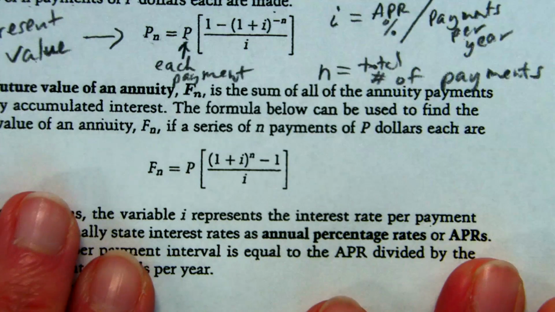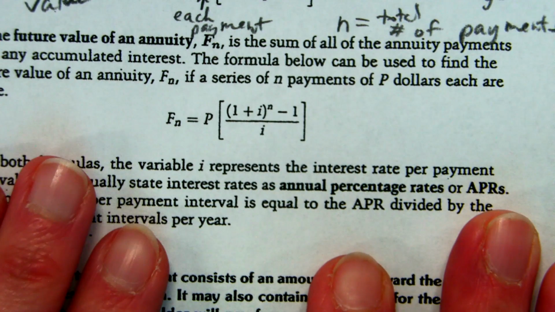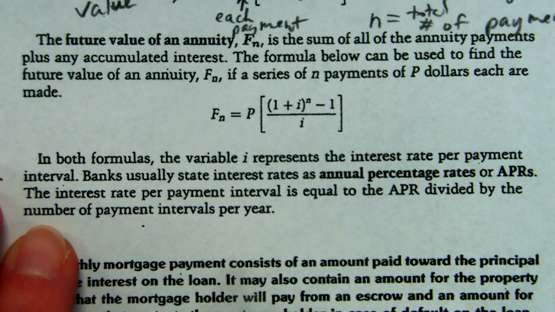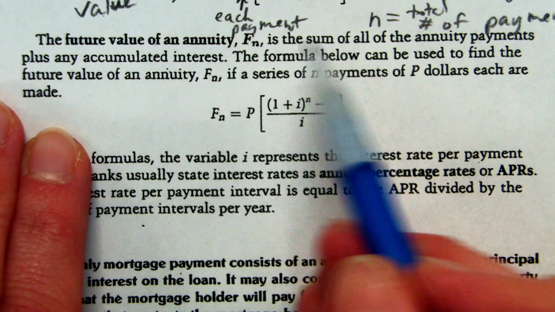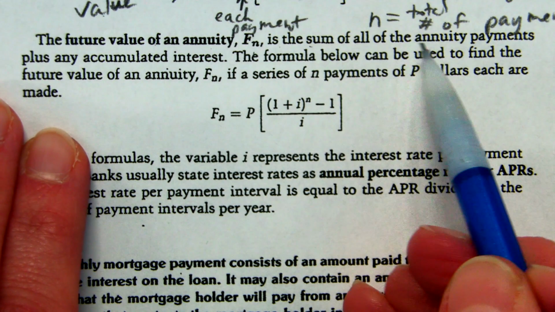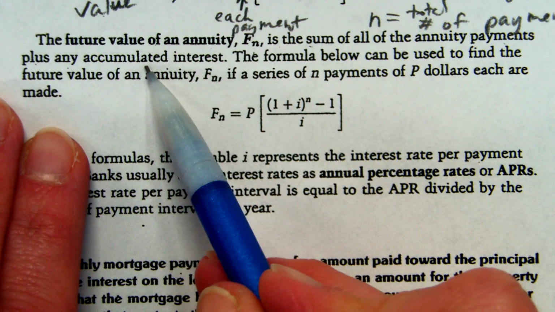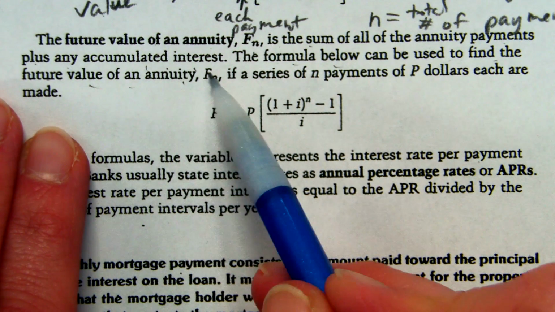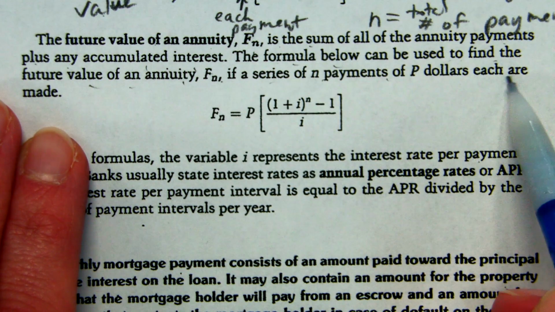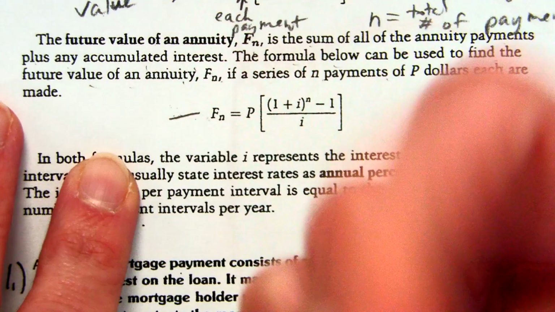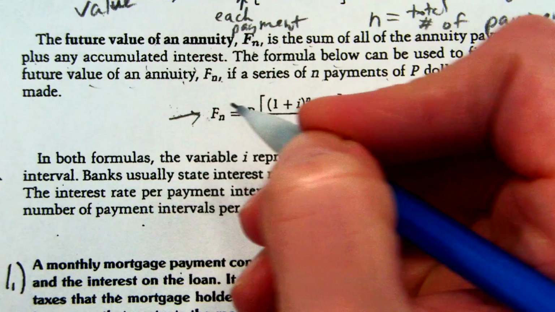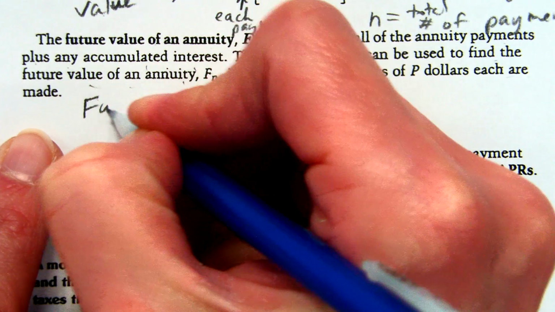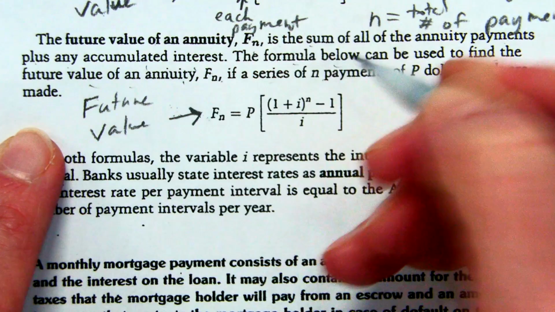All right, the second formula is for what things are going to be worth in the future. The future value of an annuity, F of N, is the sum of all the annuity payments plus any accumulated interest. The formula below can be used to find the future value of an annuity, F of N, if a series of N payments of P dollars each are made. So this is if you're looking into the future and you're going to invest, or if you're borrowing money and trying to figure out how much you're going to actually pay back. This is the future value.